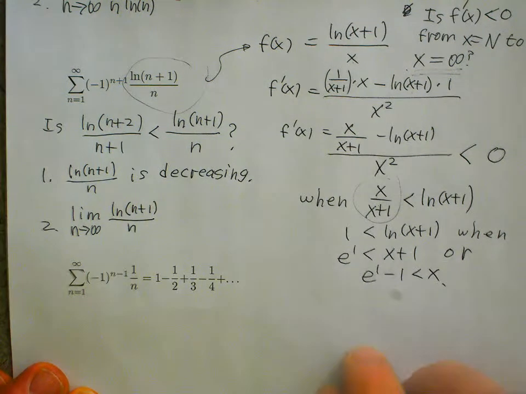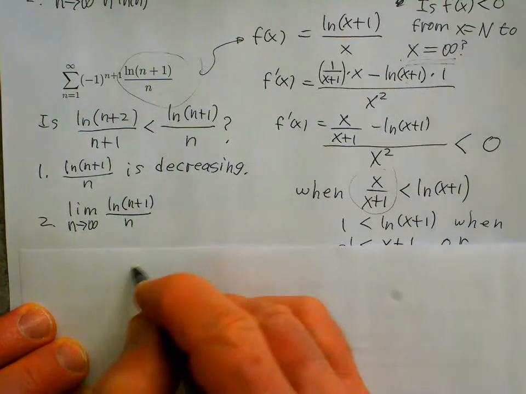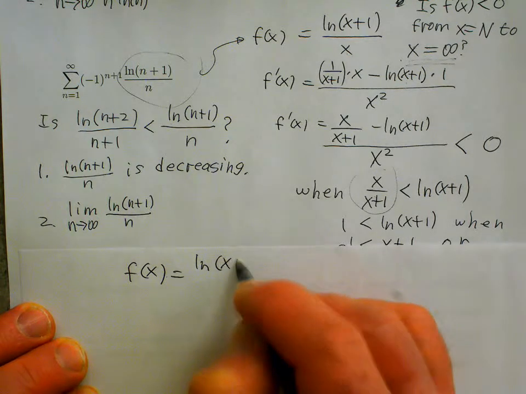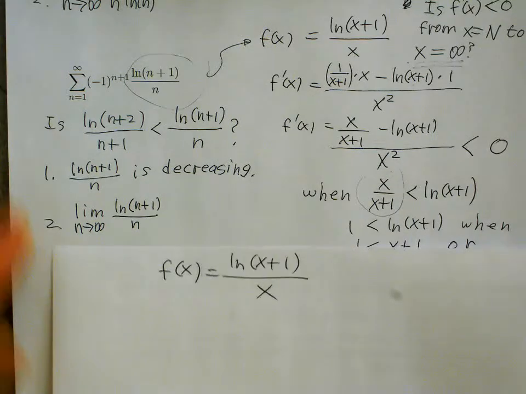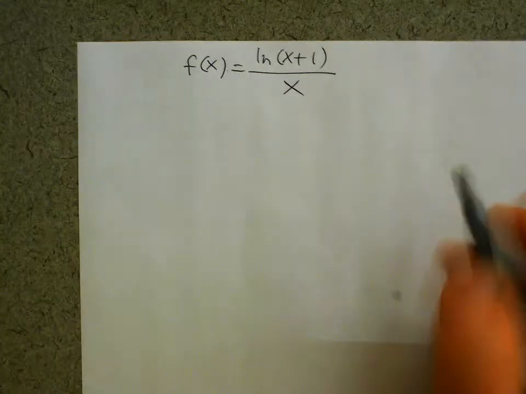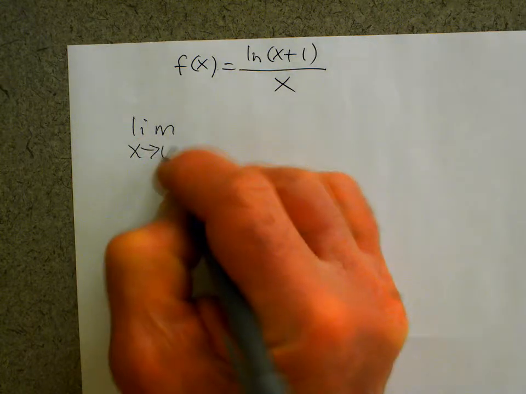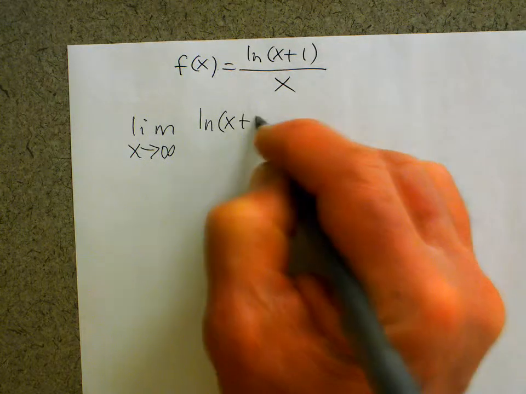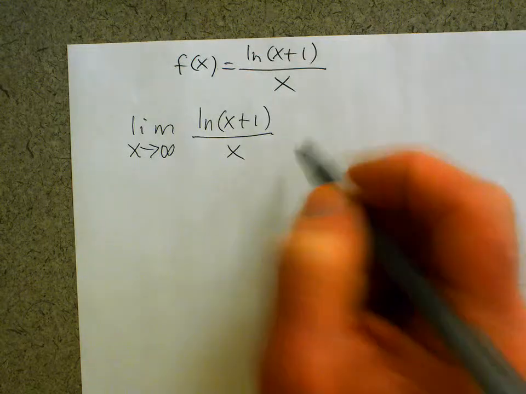Maybe if I get another piece of paper. So if we have f of x equals the natural log of x plus 1 over x, and if we compute the limit of this as x approaches infinity, we get an indeterminate form.